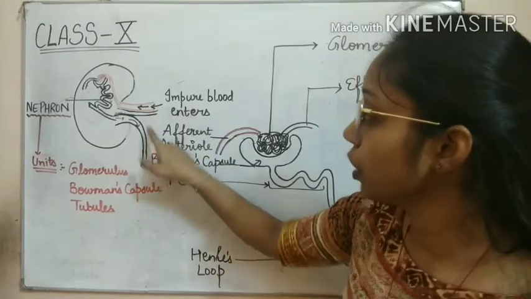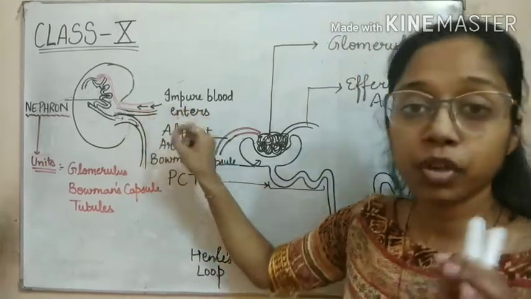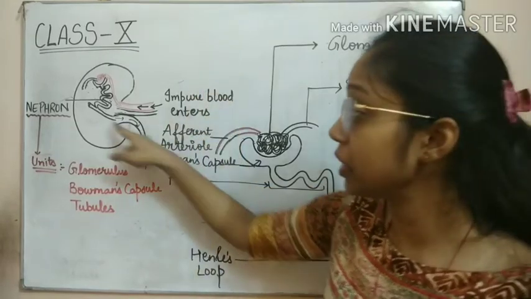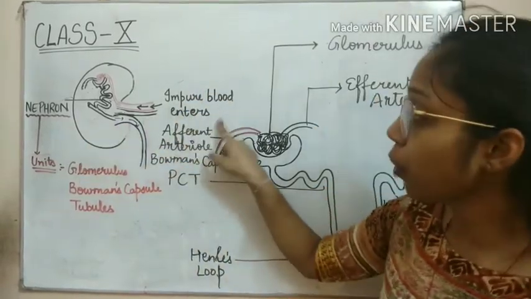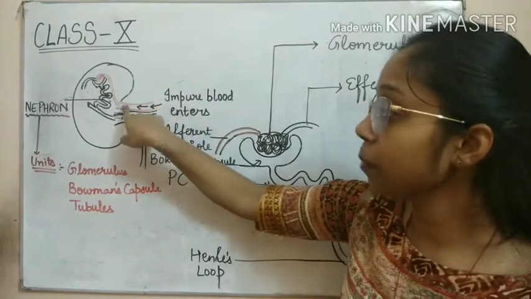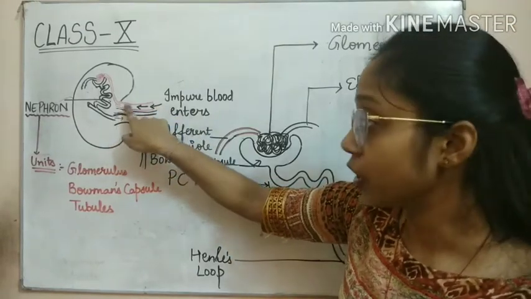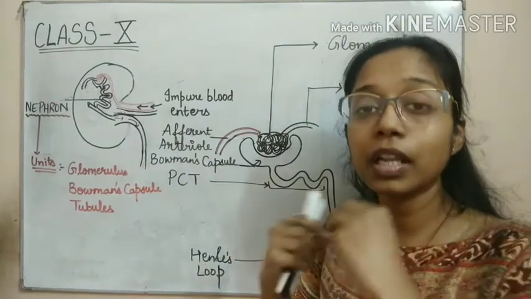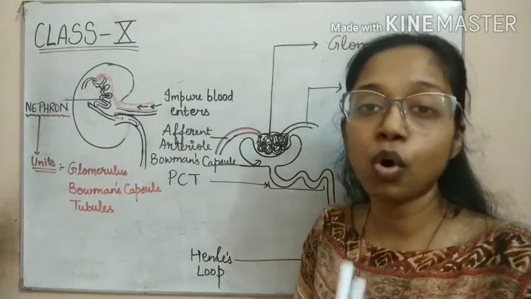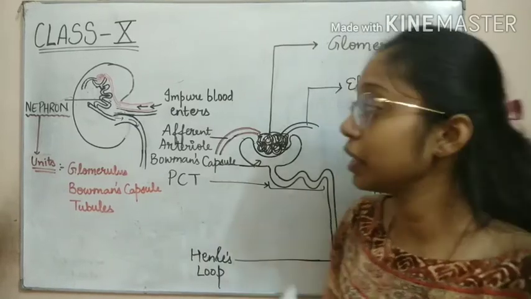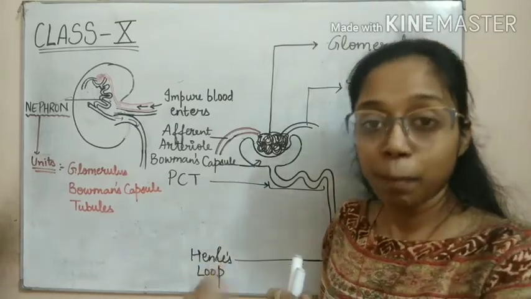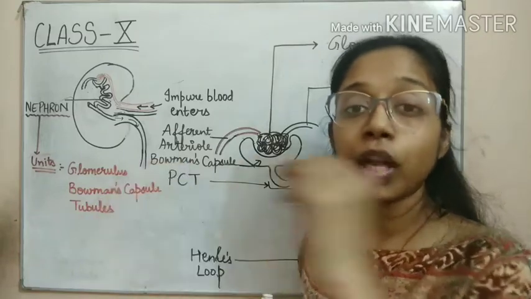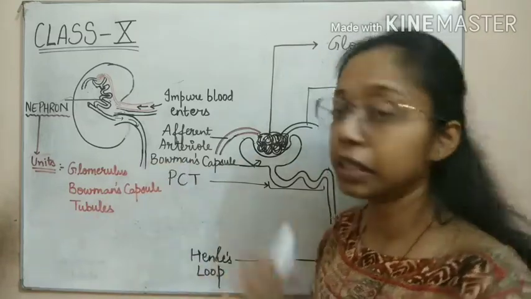Same are shown here. The red one is the renal artery, from which the impure or the dirty blood enters the kidneys. So impure blood enters the kidney via renal artery, and this renal artery then divides into several small arteries called arterioles or capillaries, which supply the dirty blood to individual nephrons of the kidneys.